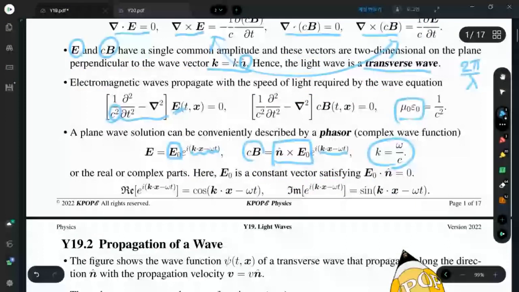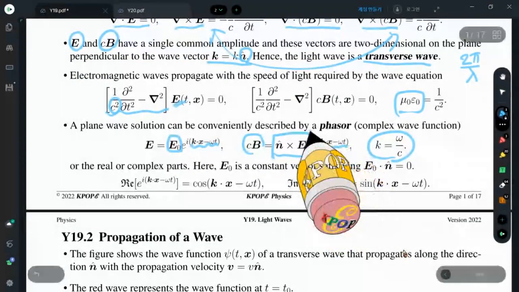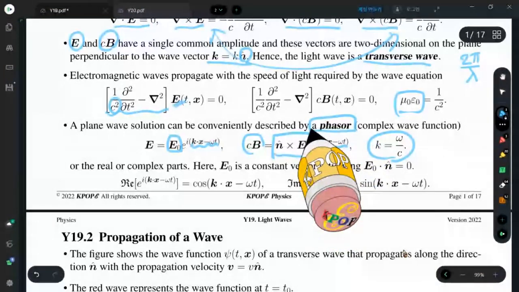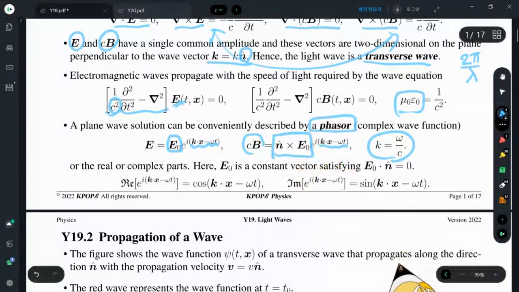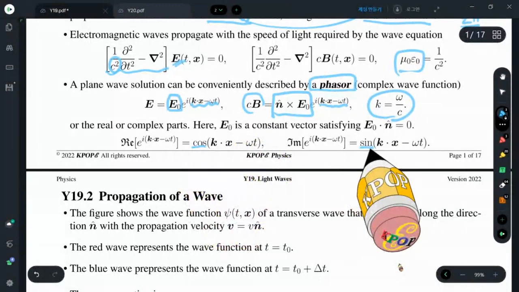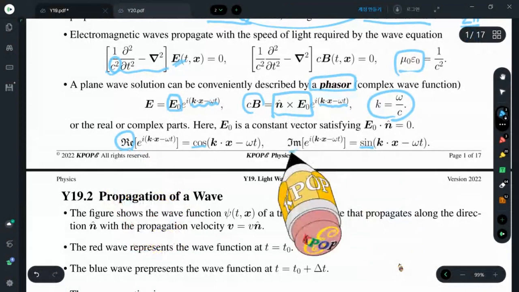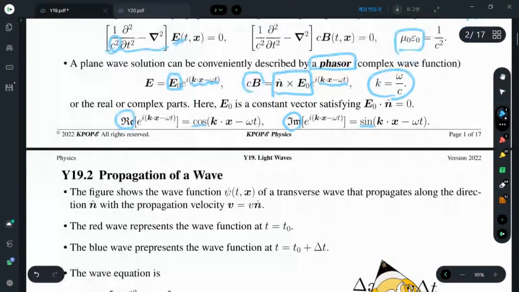If we use this exponential wave function, then we call it a phasor. It is quite useful in analyzing the interference pattern of the electromagnetic field, which includes visible light. We can always return to the usual sinusoidal function by taking the real part or the imaginary part of that complex number.